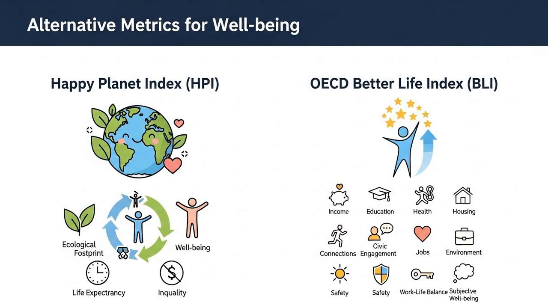Other alternatives include the Happy Planet Index, which measures a country's ability to deliver long, happy, sustainable lives for its people, and the OECD's Better Life Index, which allows comparisons across dozens of countries on 11 topics, from housing to work-life balance.